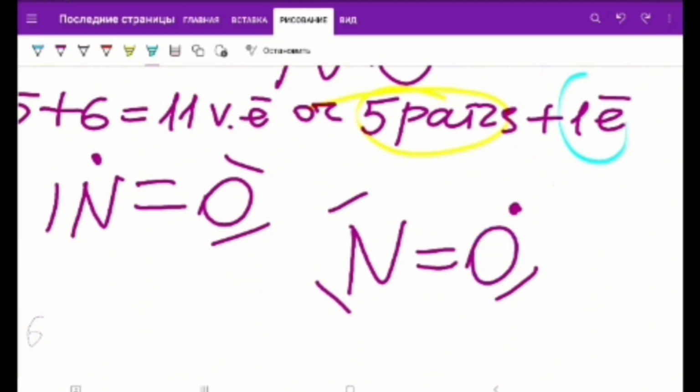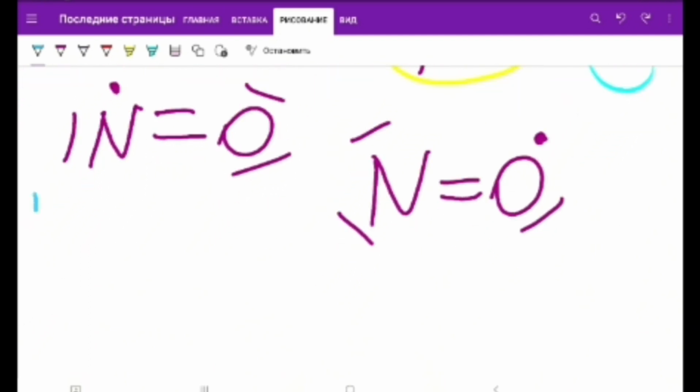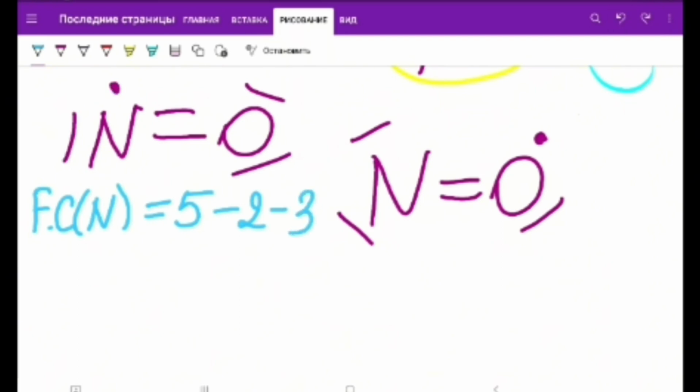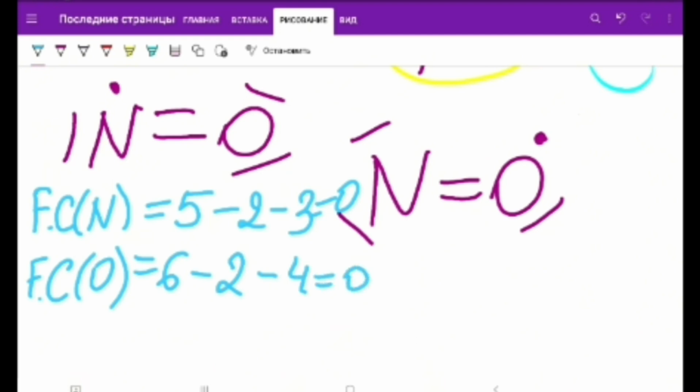Moreover, if we calculate formal charges here for nitrogen, for this one, take the number of valence electrons minus the number of bonds, 1, 2, 2 bonds, minus the number of free electrons, 2 here, 1 here, so overall 3. We get 0. It's 0, it's good. Formal charge for oxygen, for this one: the number of valence electrons is 6, minus 2 bonds and 4 free electrons, it's 0. So in this case, we see that in both cases, formal charges are 0.